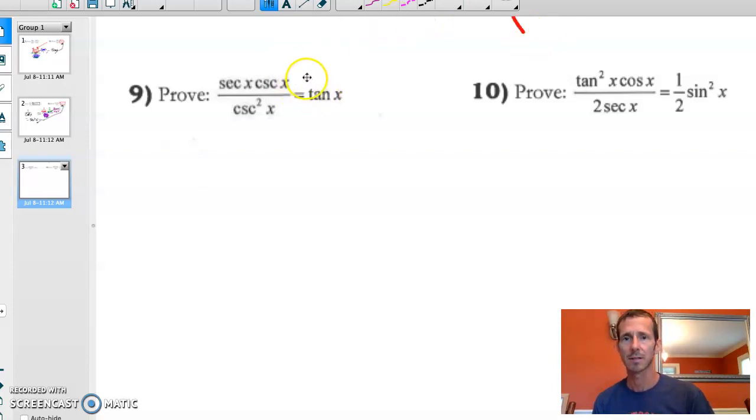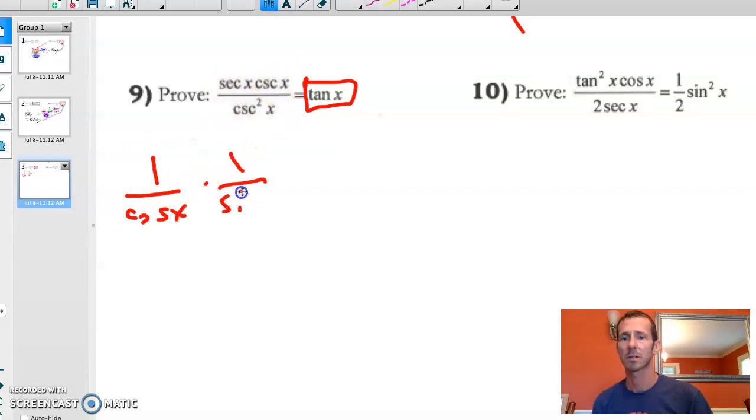So number 9, same strategy as 5, 6, 7, and 8. We're going to turn secant, cosecant, and cosecant squared all into terms of sine and cosine. Secant x is 1 over cosine x. Cosecant is 1 over sine x. And so I can put all of that over top of cosecant squared, which is 1 over sine squared x.